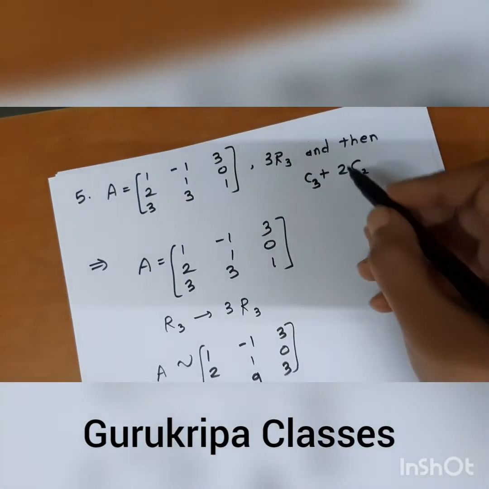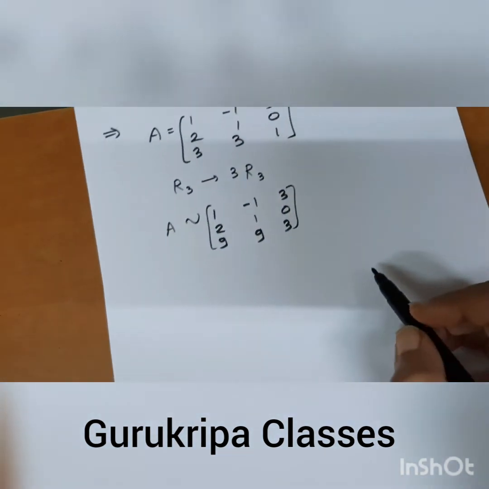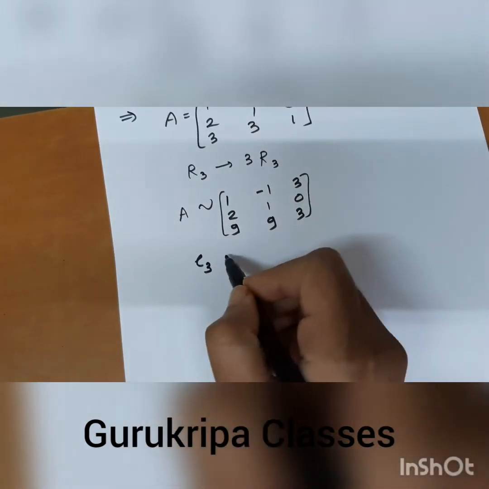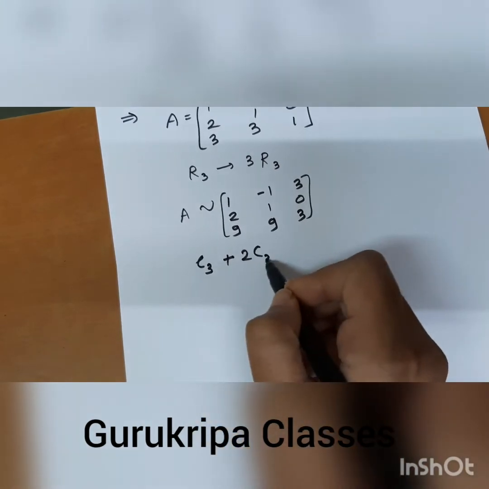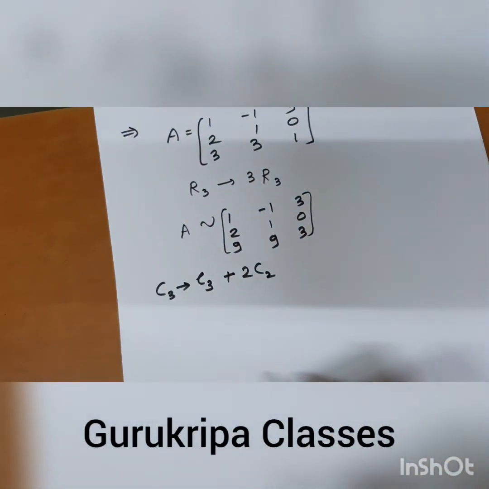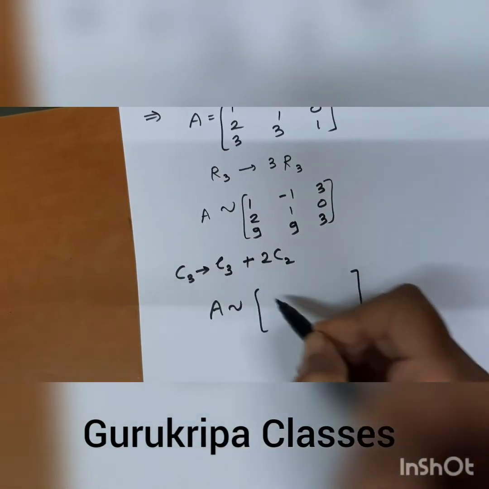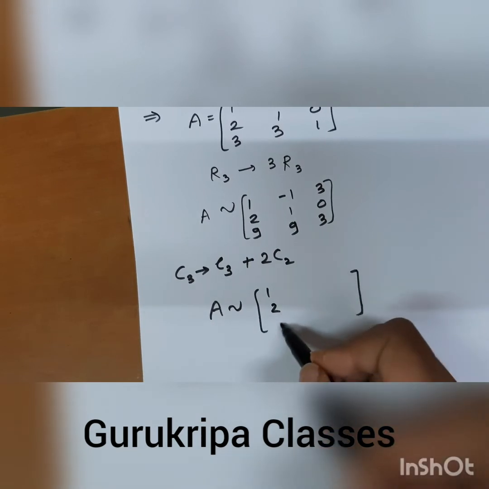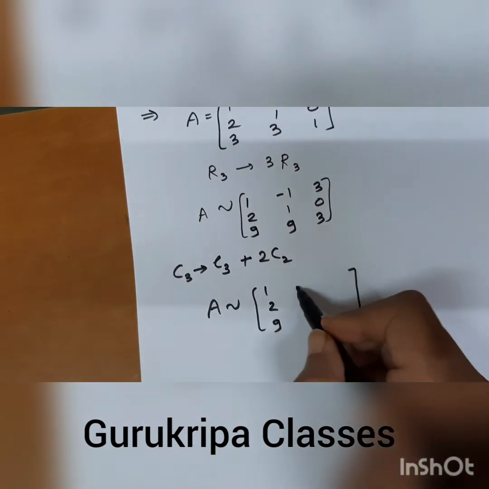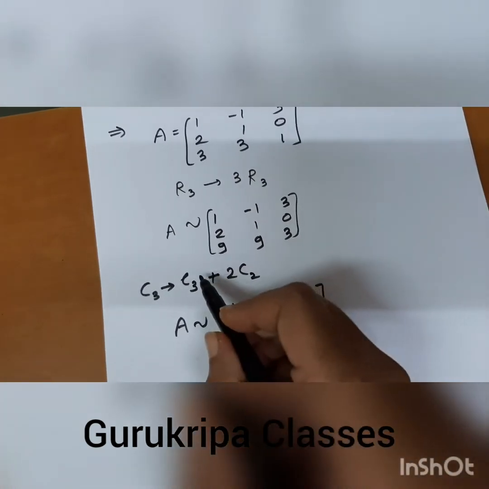So what is next? And then C3 plus 2C2. This is given in short. Means what? C3 changed to C3 plus 2C2. Now A is equivalent to: first column as it is, we will not change the first column. Second column will be as it is. What is the operation? C3 plus 2C2.